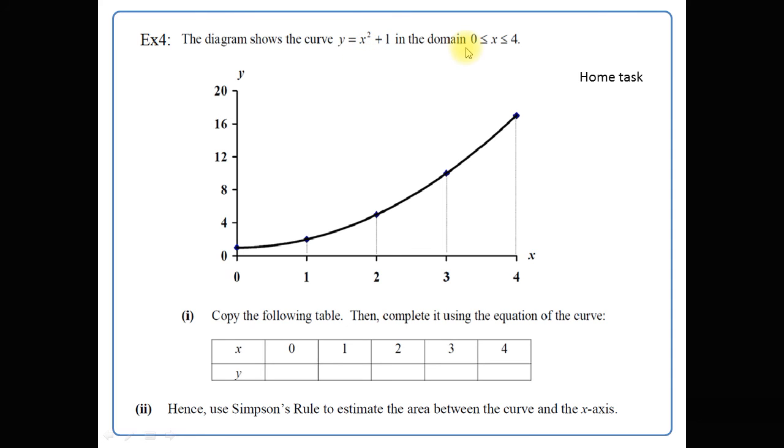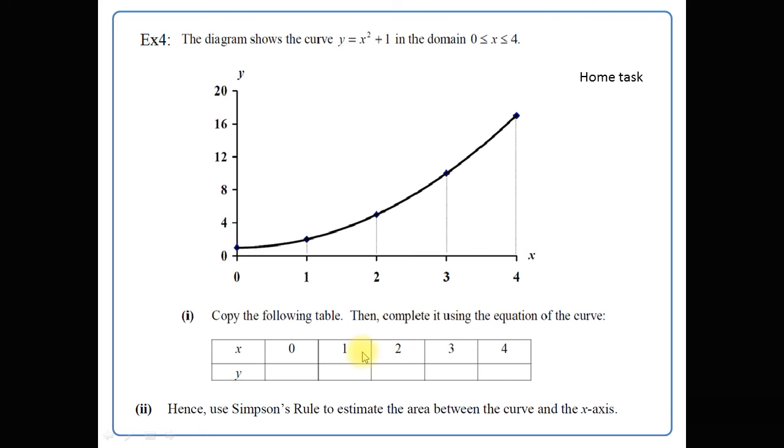So putting x is equal to 0, you will obtain this column. Putting x is equal to 1, we obtain the value of y. Putting x is equal to 2, we obtain the value of y. Putting x is equal to 3, we obtain the value of y, the value of the function. So putting x is equal to 4.